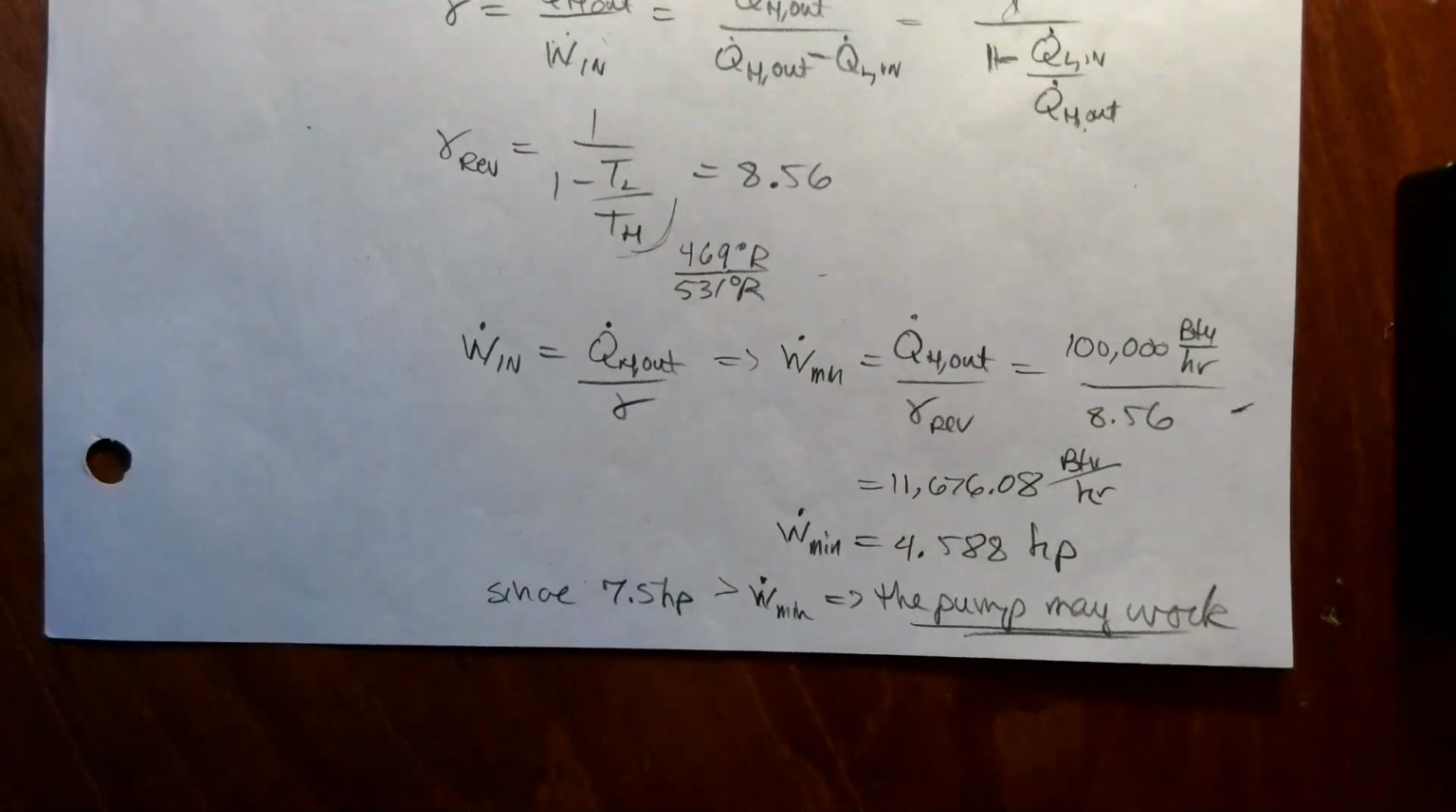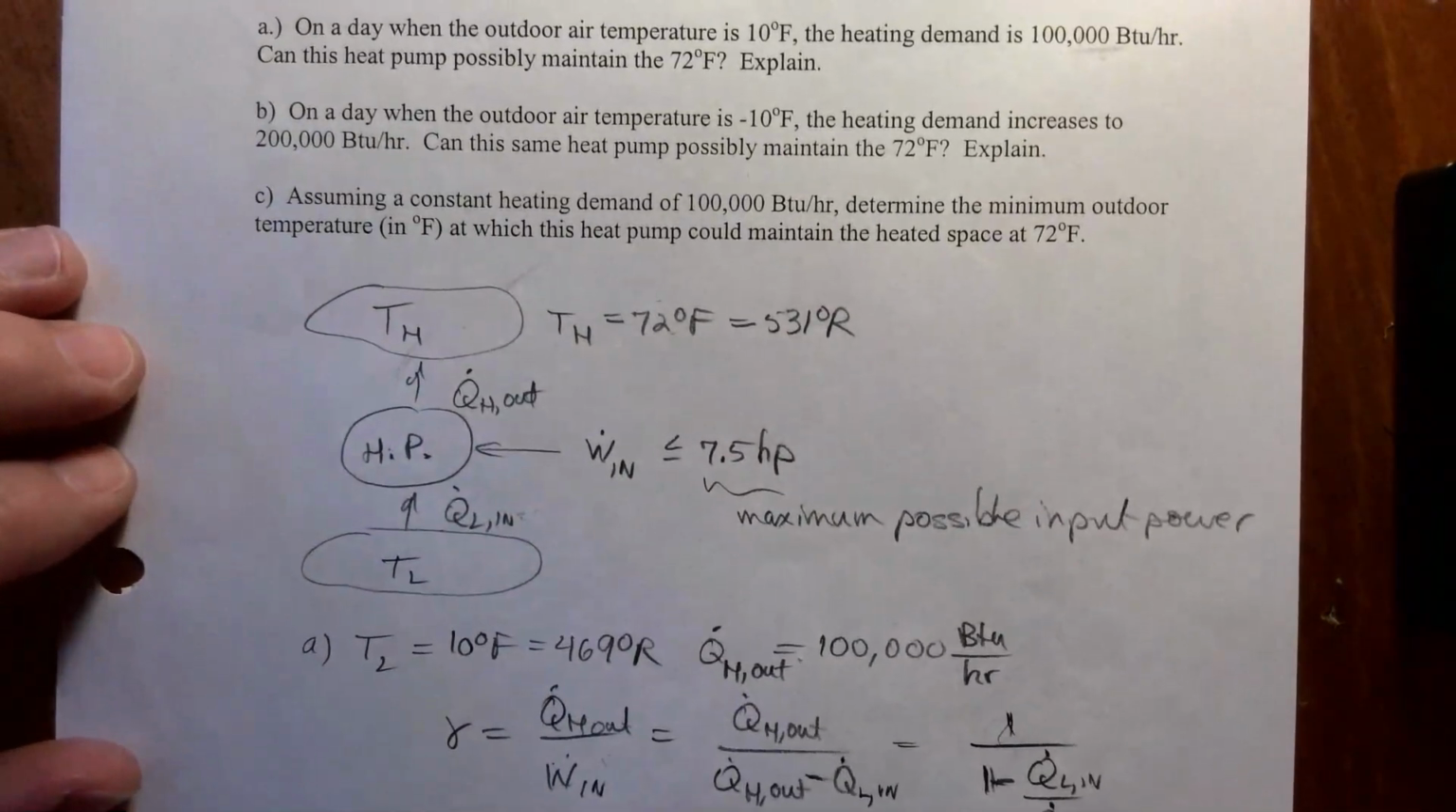In fact, there's a lot of extra power available, right? There's another 2 horsepower, 3 horsepower actually, that could be used to overcome any inefficiencies or irreversibilities of the system. So that's probably a very likely useful or successful cycle. Okay, so now let's look at part B.